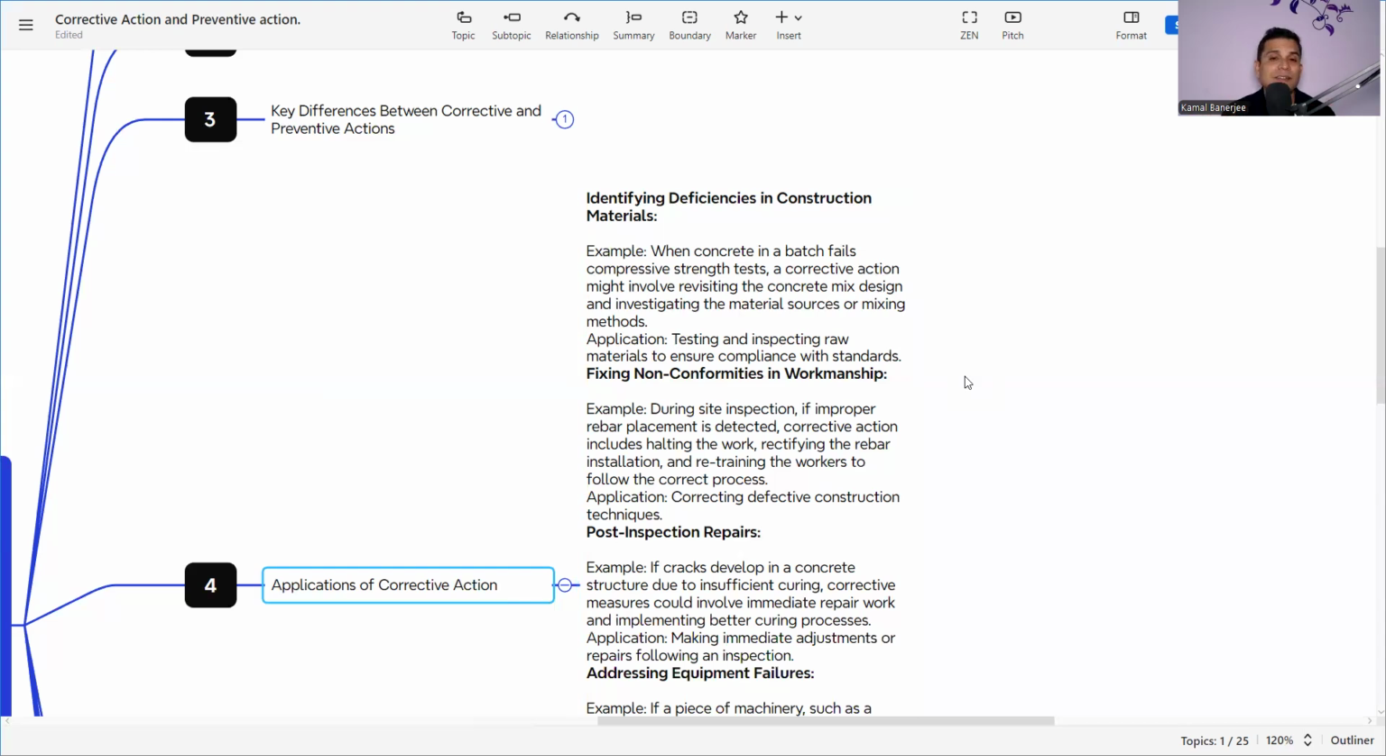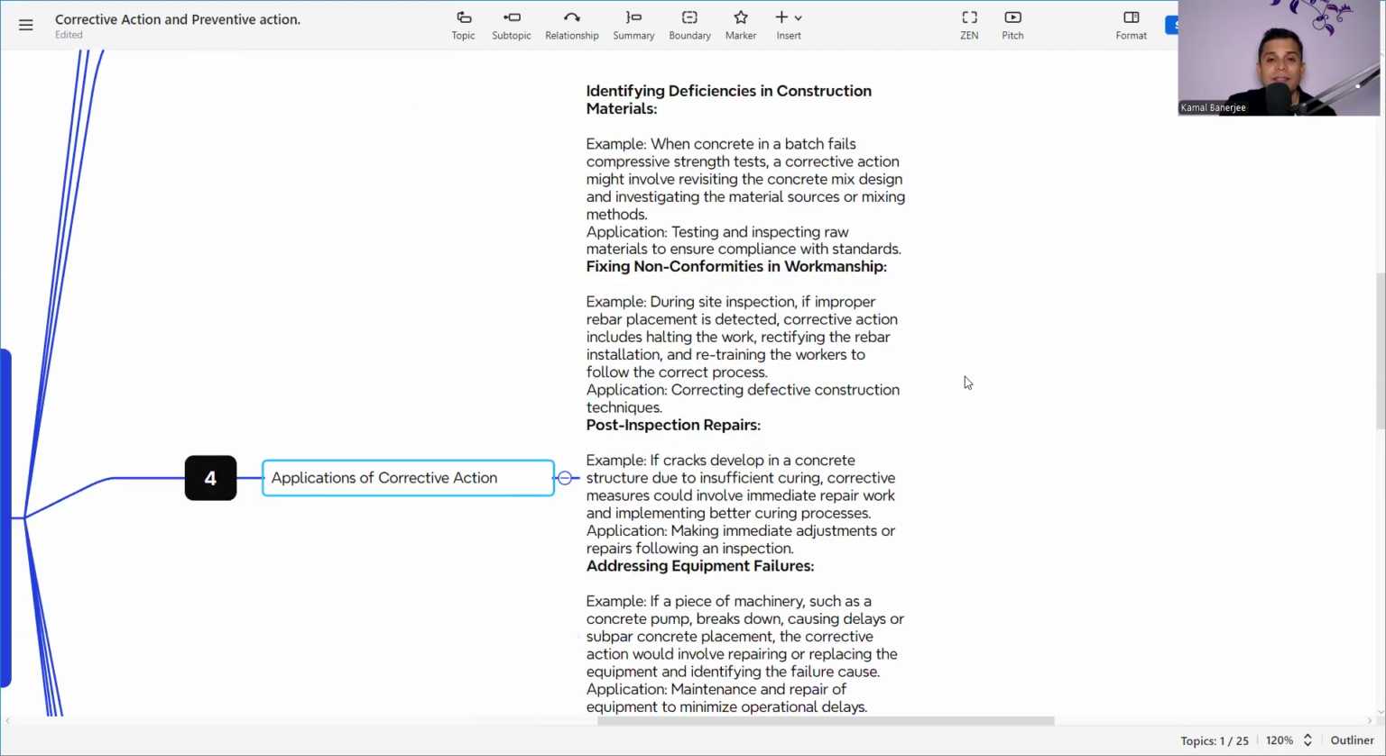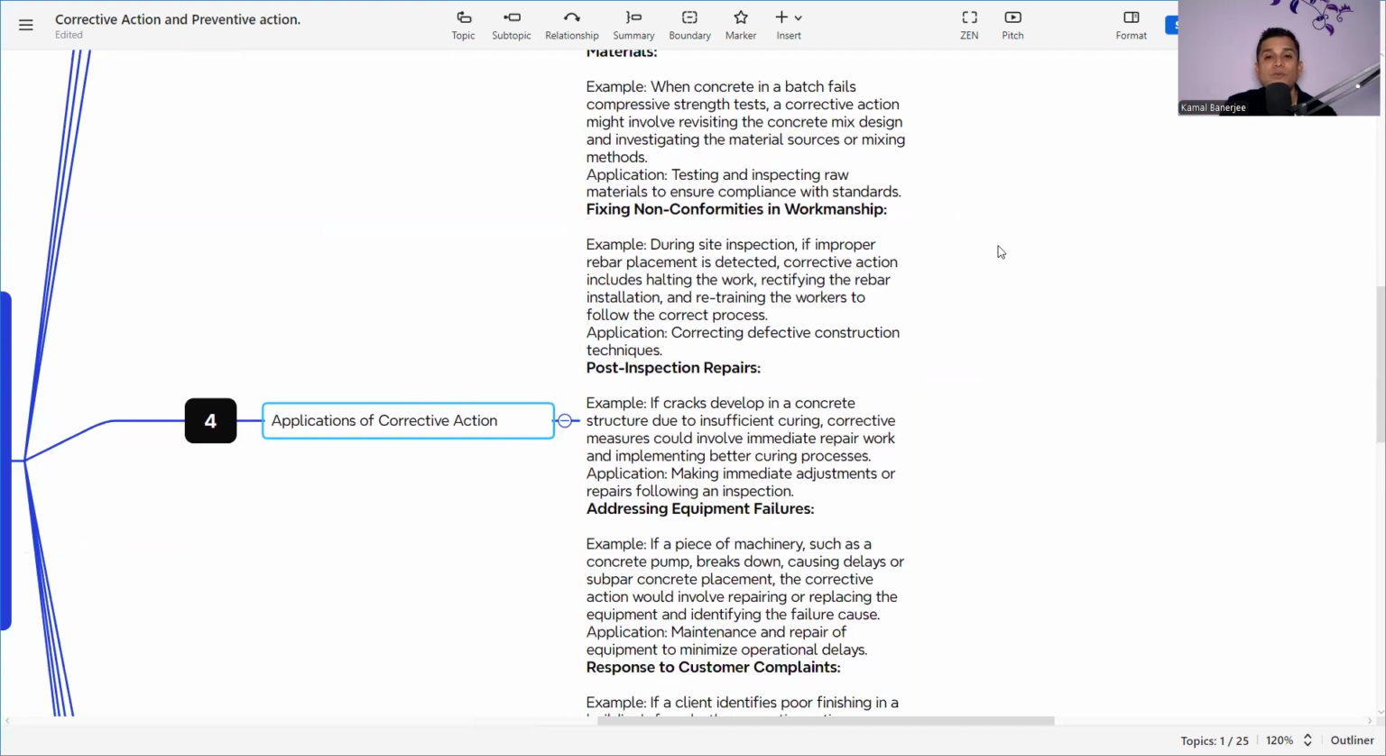But if there is a defect, how, using this corrective action, can we find out that there is a material deficiency? Say for example, I have given that the crack is there, maybe the admixture we are using or the water quantity is more, that may be the reason. So it is identifying the deficiencies in construction material. Then fixing non-conformities in workmanship.